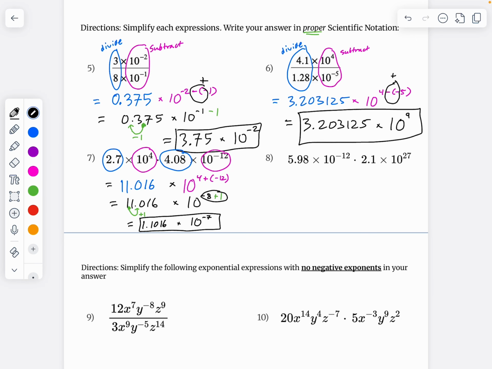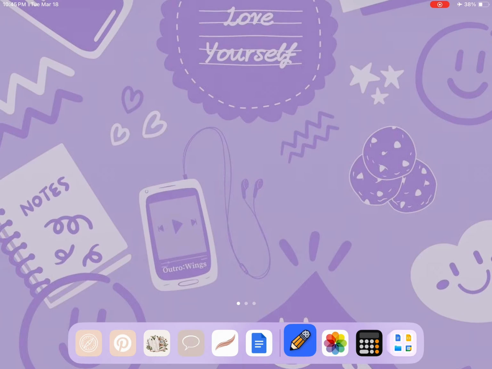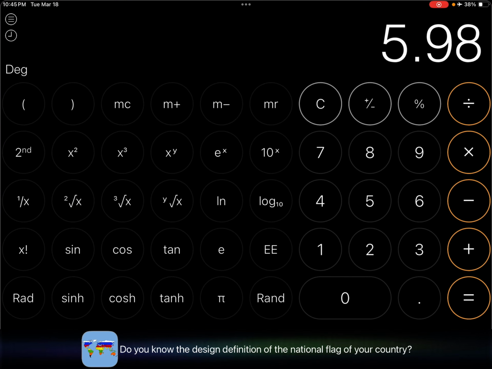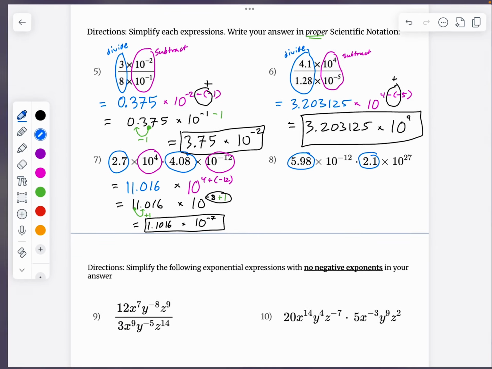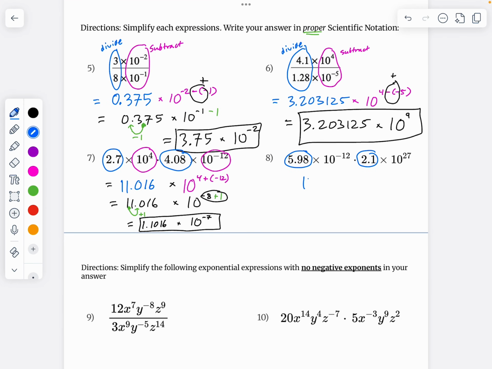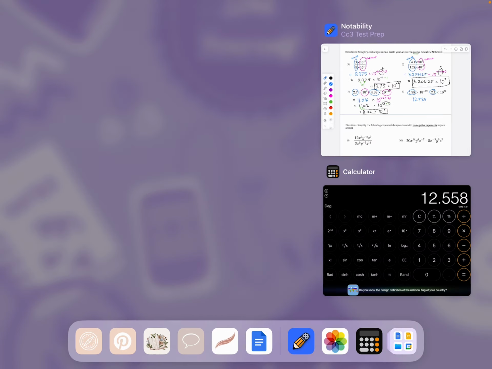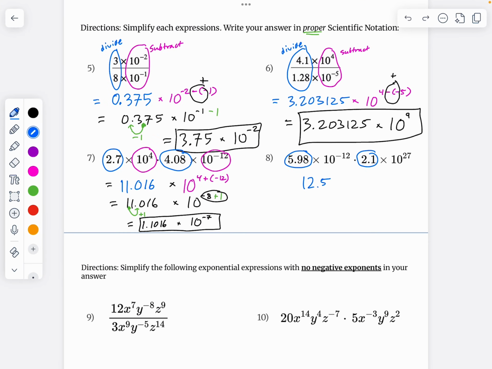Let's move on. Hopefully this one gives us, oh no, it's not an easy one. But it's easy when you've practiced it. 5.98 times 2.1. Thank you so much for practicing with me today. Oh, wrote that wrong. 12.558. Thank you for writing that down.